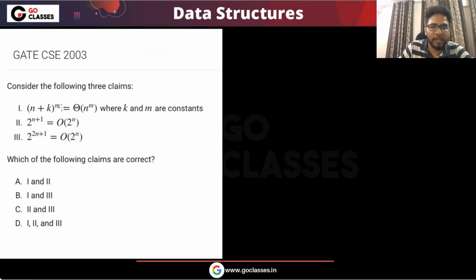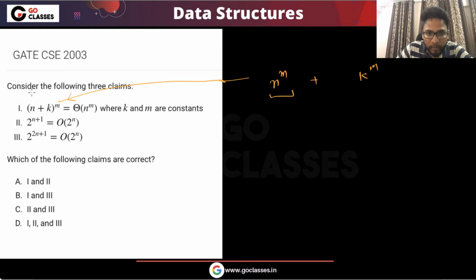Let's see this. (n+k)^m is actually the same as n^m. Isn't it true? I think this is true. Why? Because the largest term in this polynomial, which is a polynomial of degree m, will be n^m only. You can expand this series if you want, but it does not matter; otherwise, you do not need to actually expand. So the largest term here will be n^m only, right?